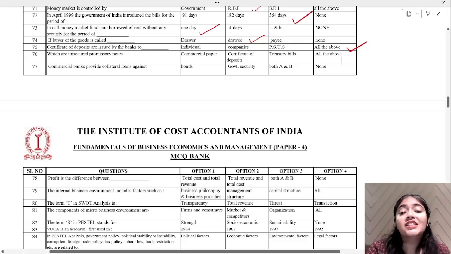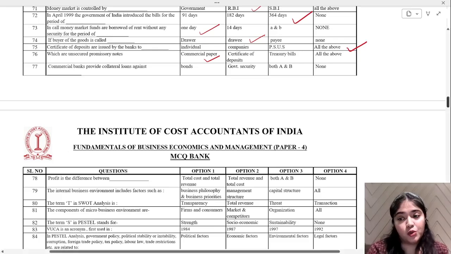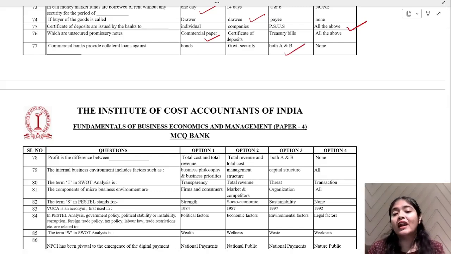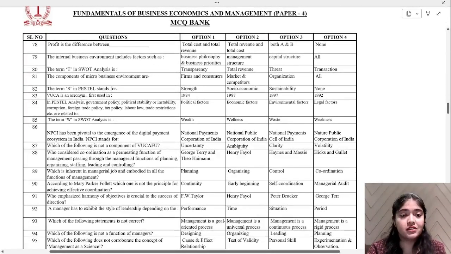Which are unsecured promissory notes? Commercial paper, certificate of deposit, treasury bills, or all of the above. Yes, commercial paper is your unsecured promissory note. Commercial banks provide collateral loans against bonds, government securities, A and B, both A and B, or none. Yes, commercial banks will provide you collateral against the bonds and government security both. Now, I hope we are clear till 77.